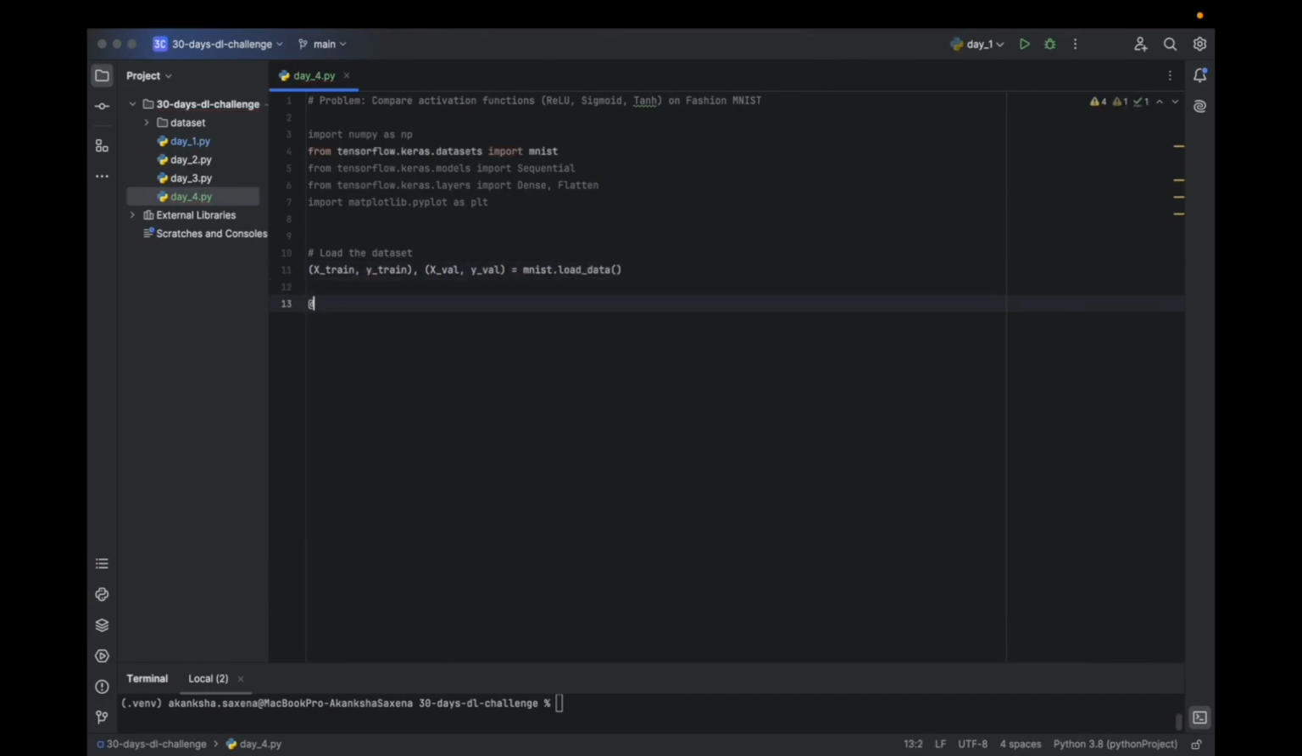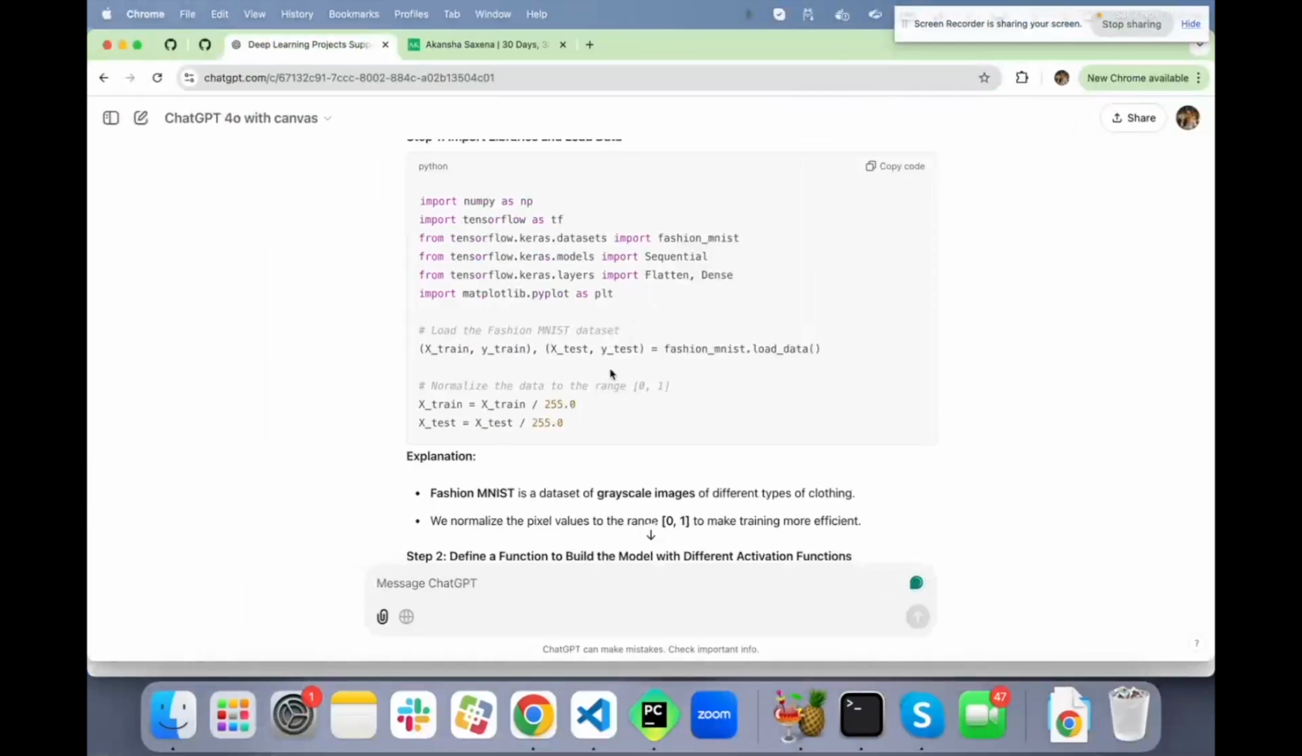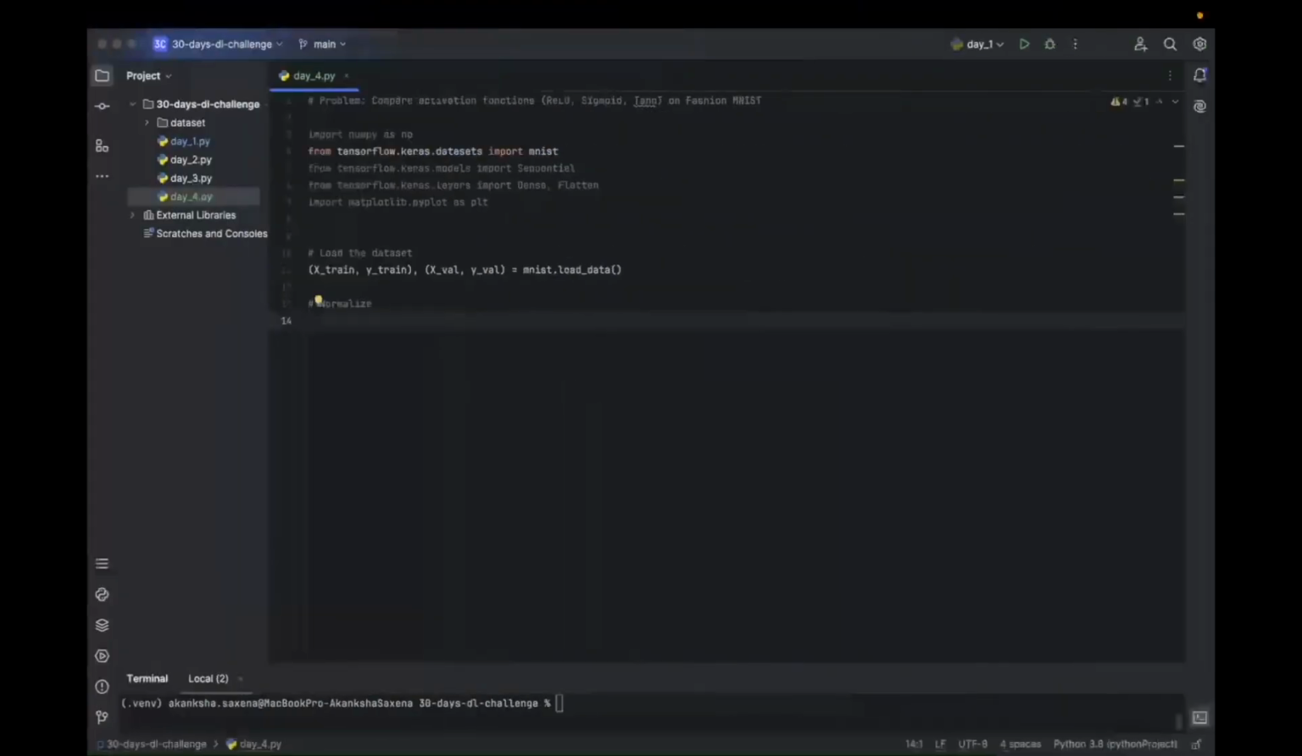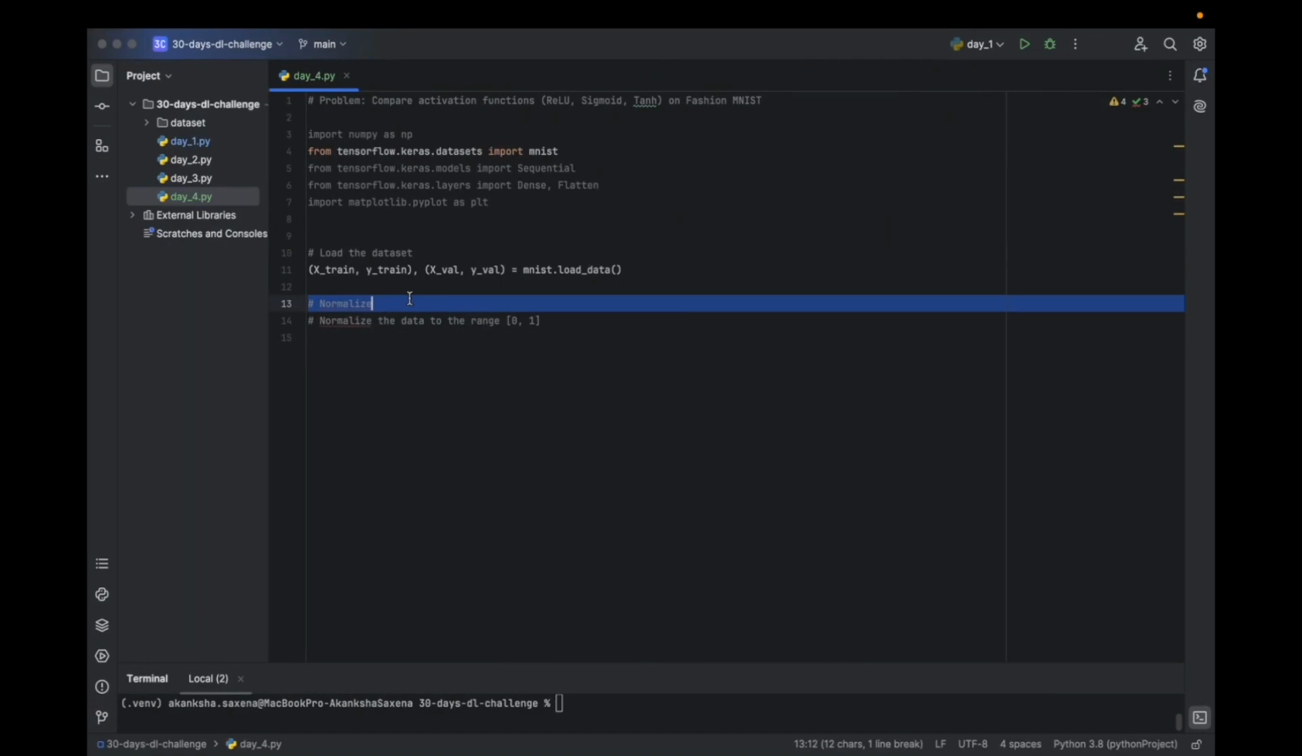Once we load it, we are going to normalize it. Why are we normalizing? Because this image, which is of shape 28 by 28, will be in the range of 0 to 255. So we want to put them in the range of 0 to 1. That is why we are normalizing: model training becomes faster.